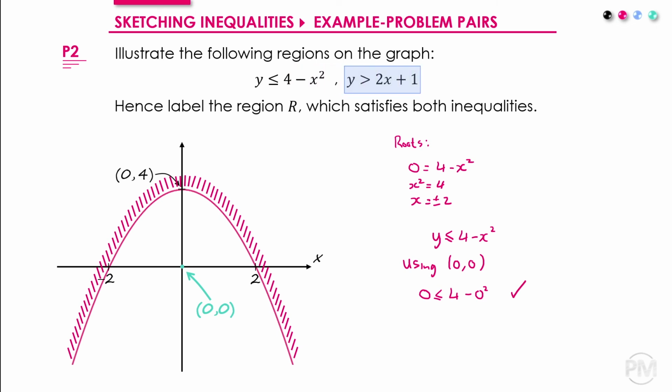Next, we want to draw y is greater than 2x plus 1. So our y-intercept is at 1. When y is 0, we get x is minus a half, and we draw a dotted line through there. And we want when y is greater than that line, so we shade underneath. Finally, don't forget to label your region R.